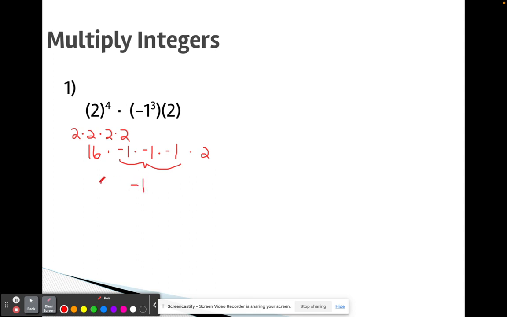So I have positive 16 times a negative 1 times a positive 2. Let's multiply left to right. Positive times a negative is negative, and 16 times 1 is 16, times a positive 2. A negative times a positive is a negative. 16 times 2 is 32.